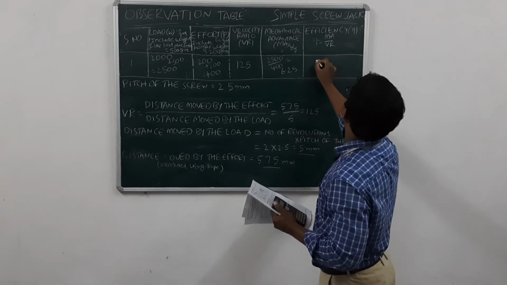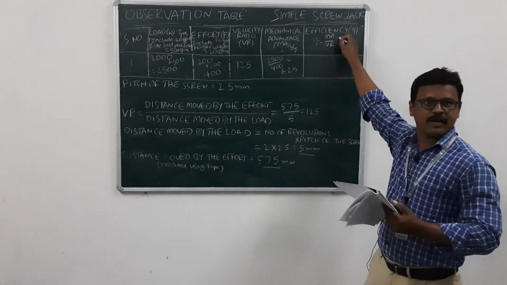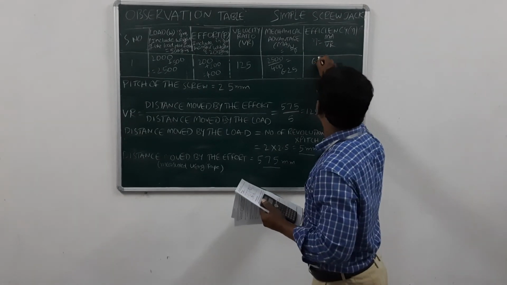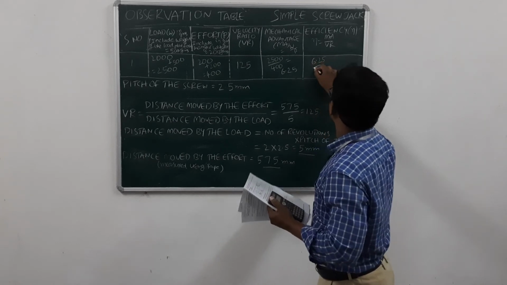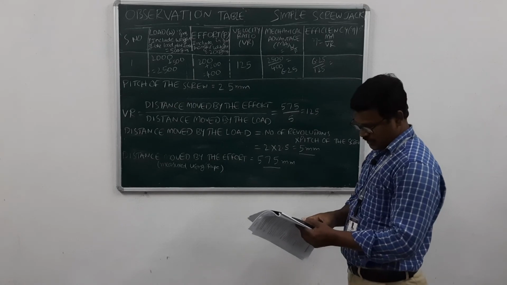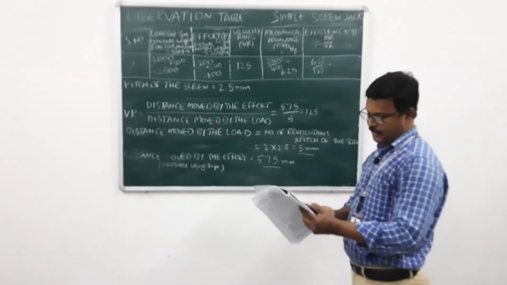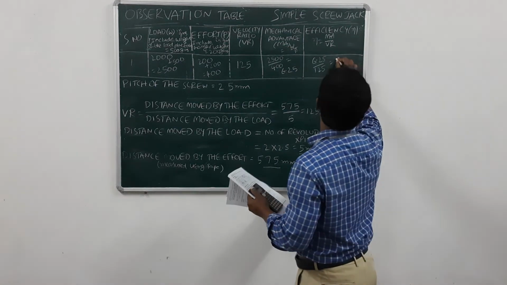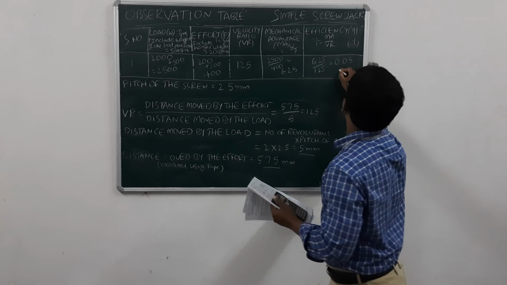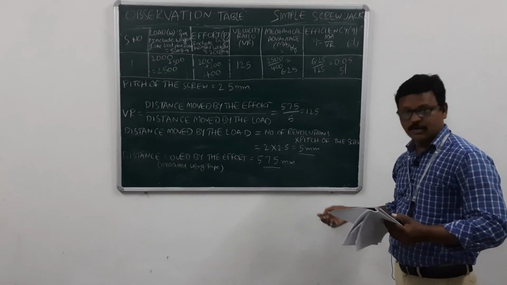Now I am calculating the efficiency of the simple screw jack. Efficiency equals mechanical advantage by velocity ratio. Here the mechanical advantage is 6.25 and the velocity ratio is 125. 6.25 divided by 125 is 0.05, so in percentage, 5%. This is the efficiency of a simple screw jack.